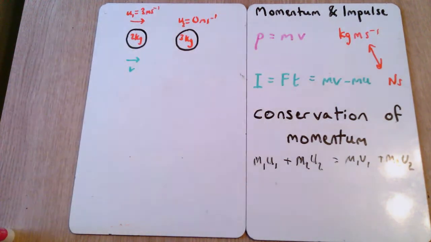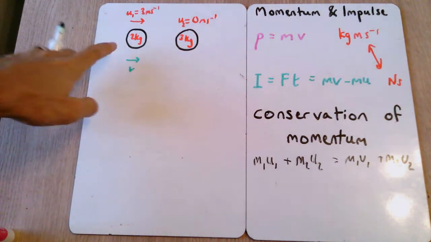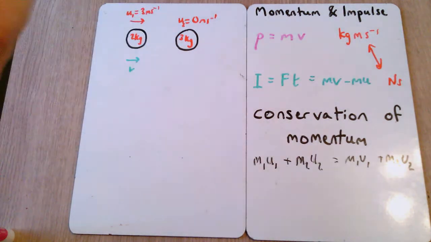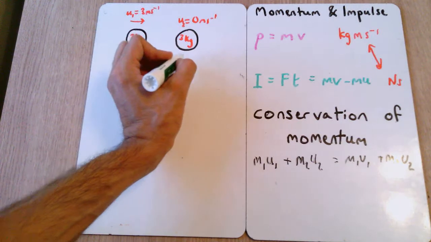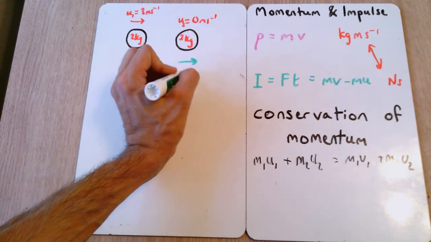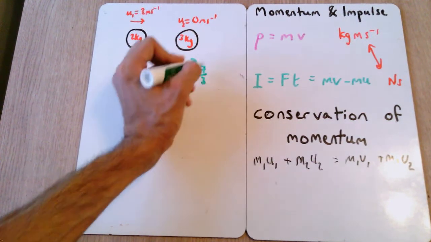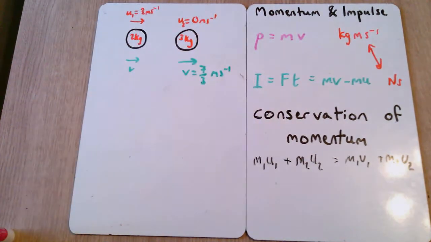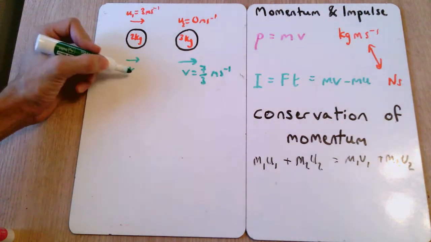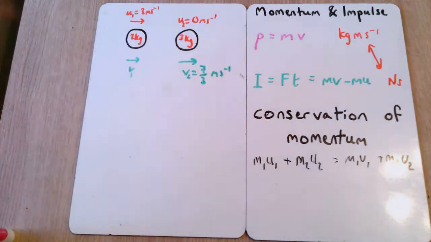Now, we don't know actually if this is going to rebound and move in the other direction. What we do know is it's going to hit, and then this particle is going to move forward with a velocity equal to 7/3 meters per second. So I'm assuming that when this collides, it's going to keep going in the same direction. If I work out a value and find that my value of v1 is negative, it just means that it's rebounded and it's moving in the other direction.